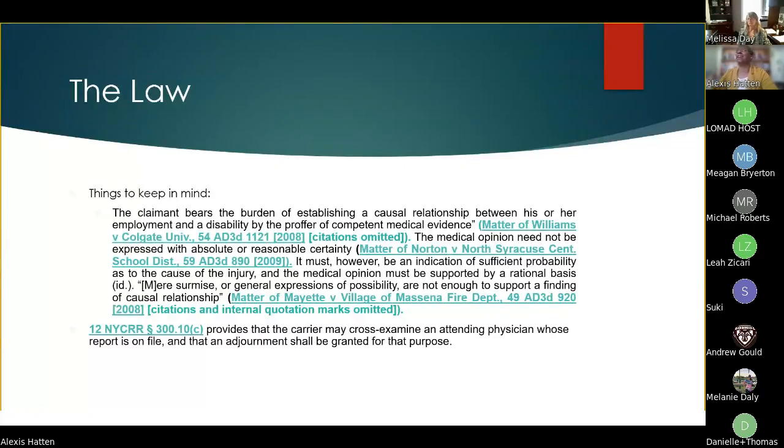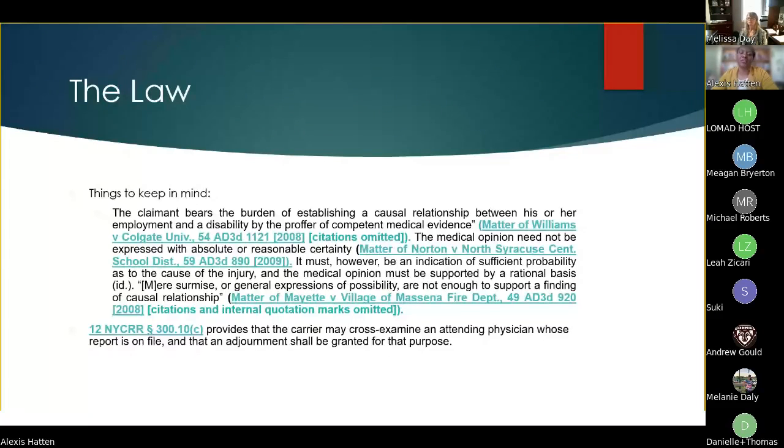And in fact, I argued that yesterday in a memo of law as well. Good. Well, it'll be interesting to see how that works out. Yeah. So here's some things to keep in mind. One, the claimant bears the burden of establishing a causal relationship between employment and disability by an offer of competent medical evidence. That's the big thing that we cite time and time again.